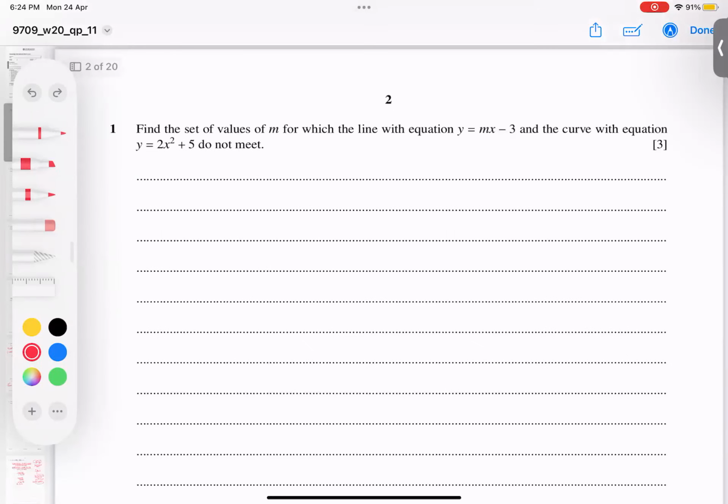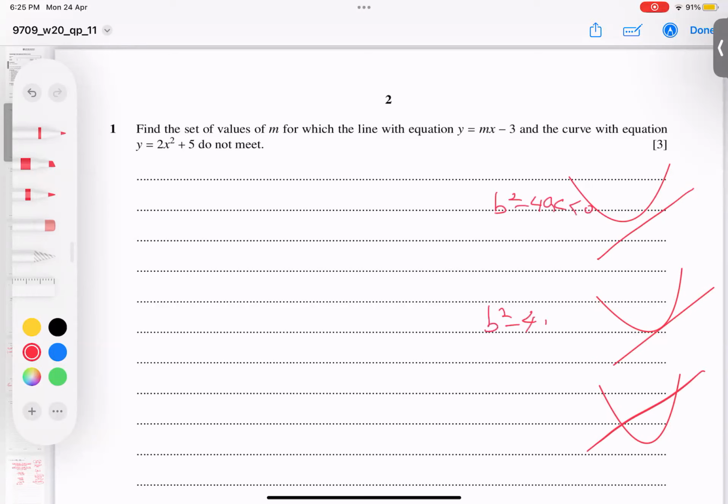First question is asking, find the set of values of m for which this line and curve don't meet. So it means we have three conditions. One like this, second is like this, sorry, it's touch only, and third is like this. In the first condition, b square minus 4ac less than 0. Second condition, when the word tangent is there, equal to 0. Third option, b square minus 4ac bigger than 0.